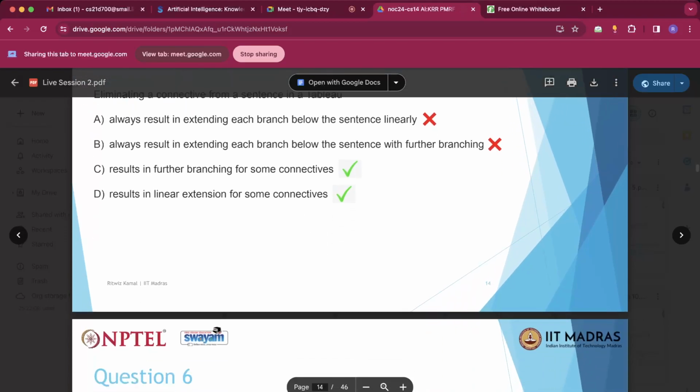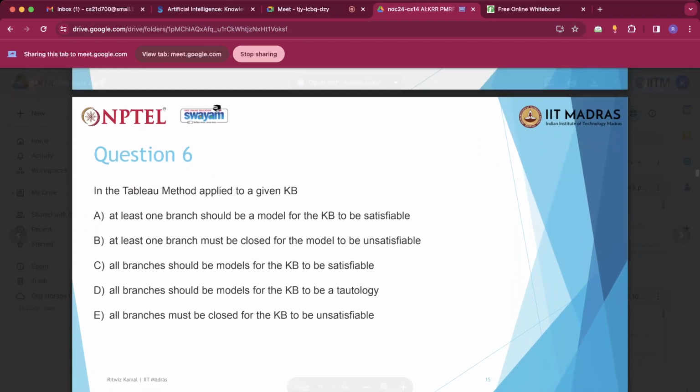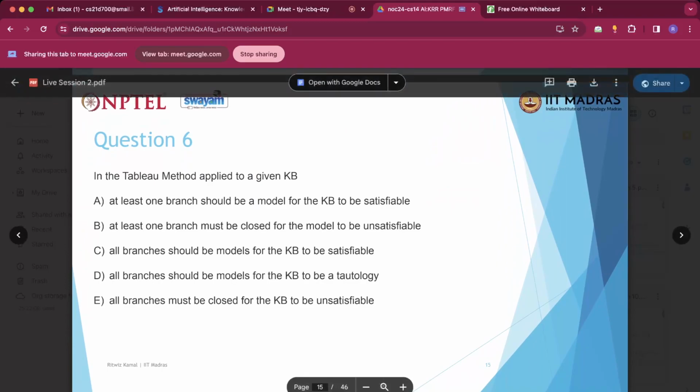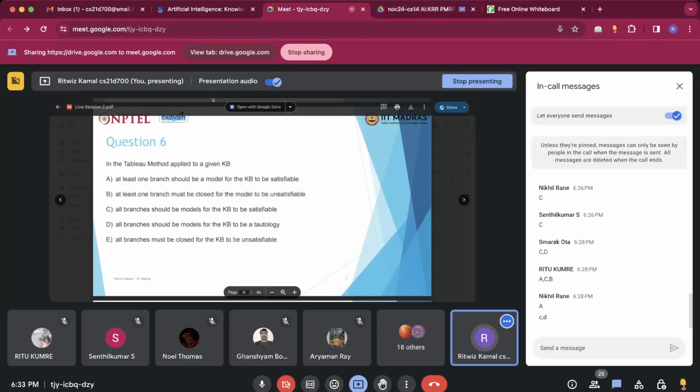So the next question is somehow related to what we just talked about. In the tabular method applied to a given knowledge base, which of the following do you think is correct? When will we have satisfiability, when will we have unsatisfiability, and when will we have a tautology? I'll give you a couple of minutes to think about it and then we'll discuss.